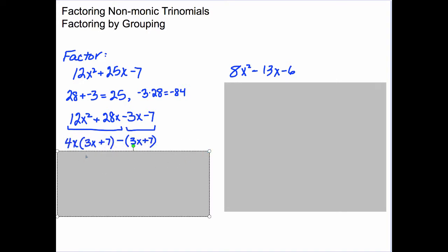The first two terms have a common factor of 4x, so we factor that out. 4x times 3x is 12x squared. 4x times 7 is 28x. And here, the only common factor is 1. We don't write it, but we understand that there's a 1 there. And then we factor out the 3x plus 7, and we get 3x plus 7, and then 4x minus 1 is the other factor.